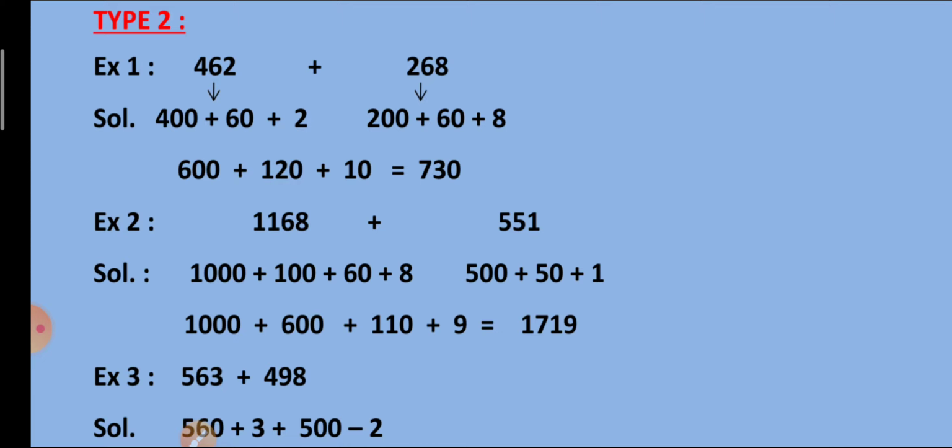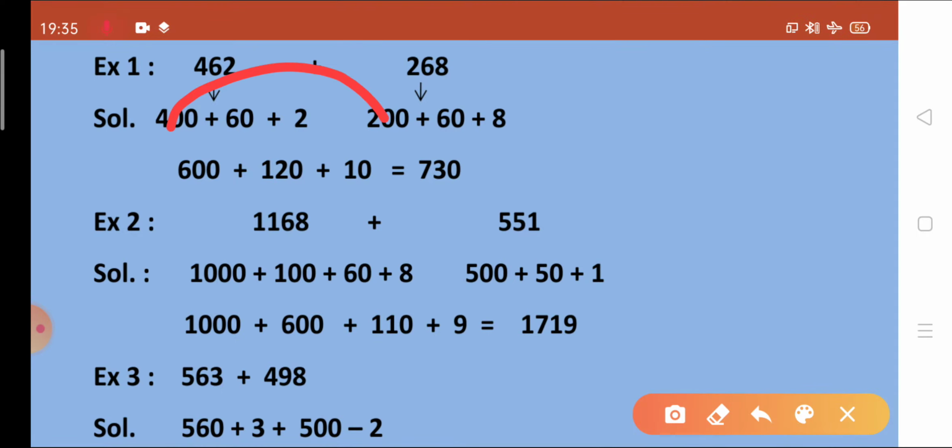So what I'll do, as I said, I'll add from the left side. 400 plus 200 is 600. So I've written 600. 60 plus 60 is 120, and 2 plus 8 is 10. So on addition, that comes to 730. This is how you can break the number, add hundreds to hundreds, tens to tens, and ones to ones, and you can get it.